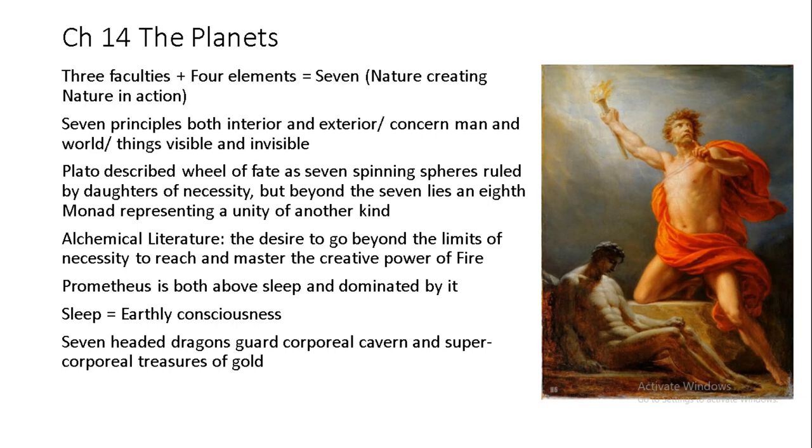It is also no coincidence that Plato described the Wheel of Fate as being composed of seven spinning spheres, ruled by the daughters of necessity. Though this is not the full story, for according to Plato himself, beyond these seven lies an eighth monad, representing a unity of another kind, and lying on another plane of being altogether. In the alchemical literature, this idea becomes the desire to go beyond the limits of the circles of necessity in order to reach and to master that creative power symbolized by the higher fire itself.